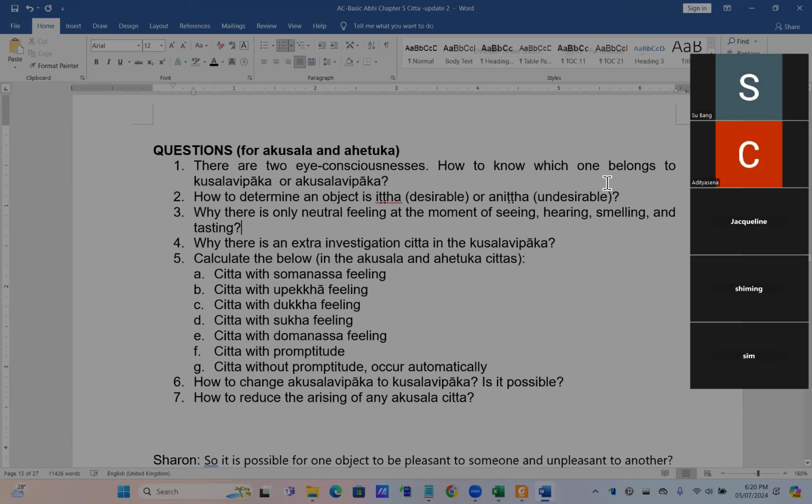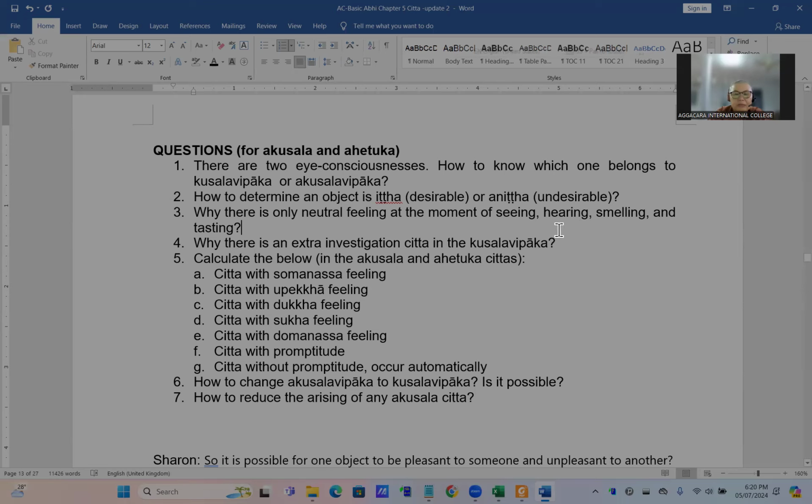Because it has to go through the Avajjana and then the Pancha-dvara, so it's definitely not there; there's a neutral feeling at that time. Besides this, what else? Because it is only the pasada, the 5 sensitive matter. So you only have that feeling come in after they receive it.